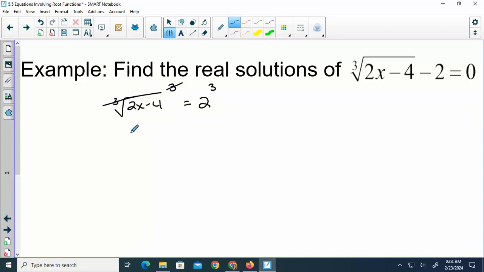So cube root and cube cancel out. And 2 to the 3rd power is 8. So then we just solve our equation. Add over our 4, divide, and x is 6. It's good practice to check these. Like we said, we can get answers that don't work. We already know it won't happen here, but you can easily put it in. If you put in a 6, 12 minus 4 is 8, cube root of 8 is 2, minus 2 is 0. So we can always double check our answers.